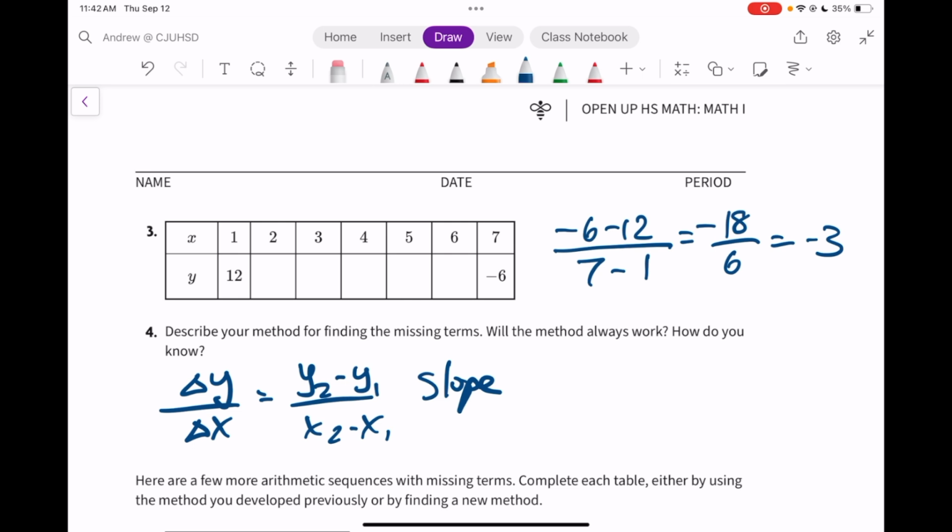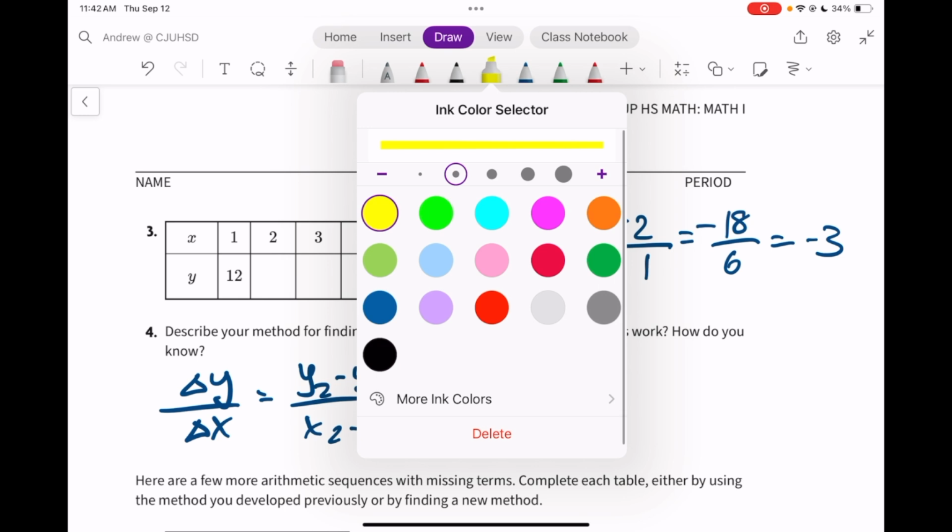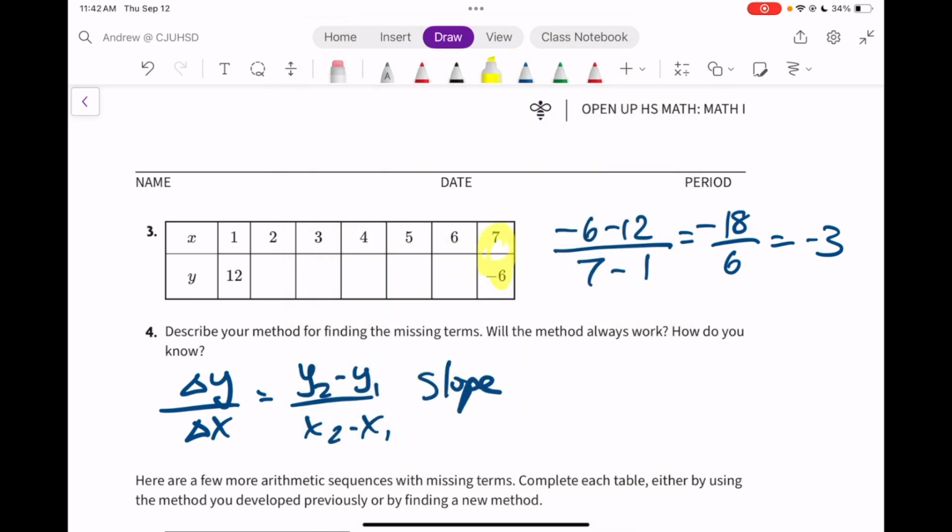And the reason it works, how do you know it works, is that, remember, we can take a table and we can turn a table into points. I can think of this as the points (1, 12) and (7, negative 6). Apply the slope formula, and there we go. So this will go 9, 6, 3, 0, negative 3, and then, of course, negative 6. So it works.